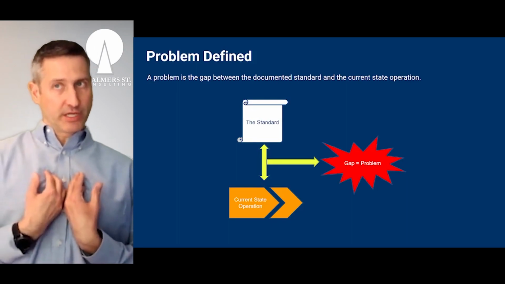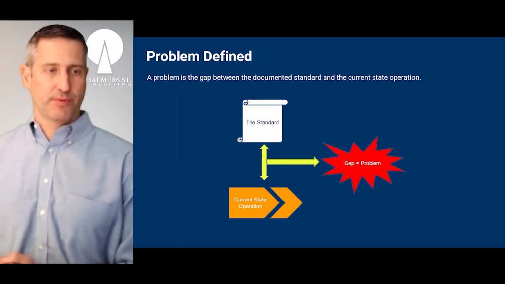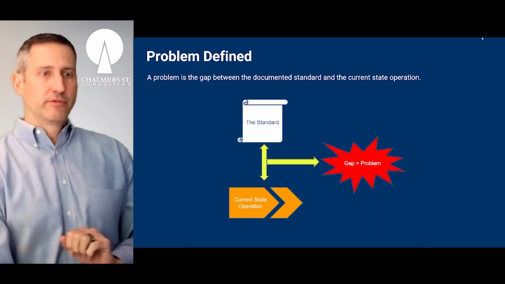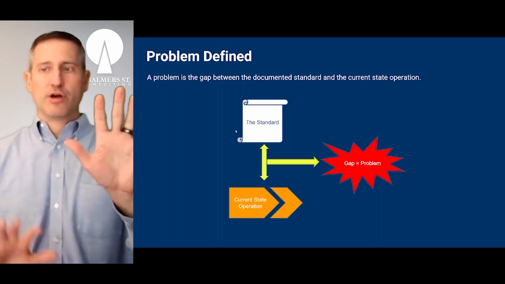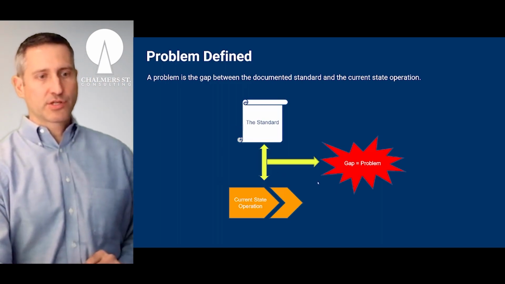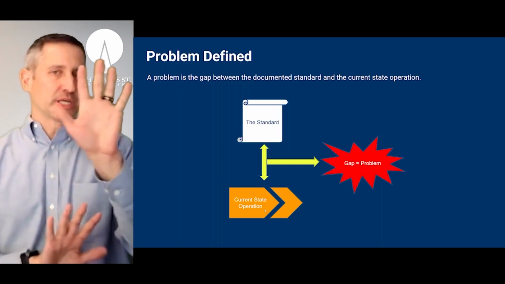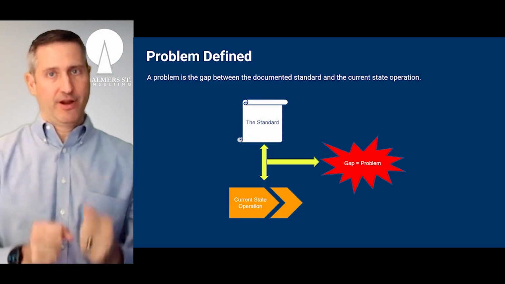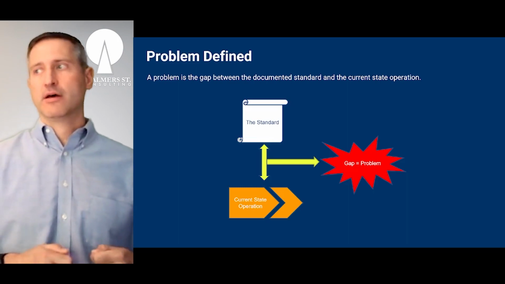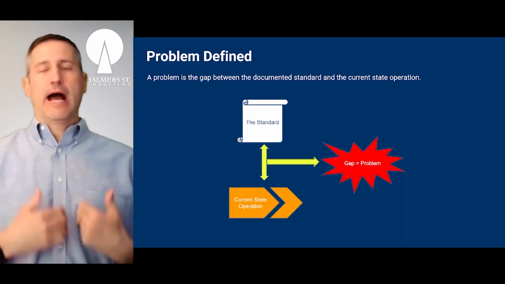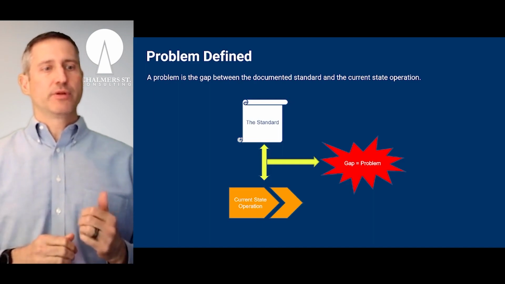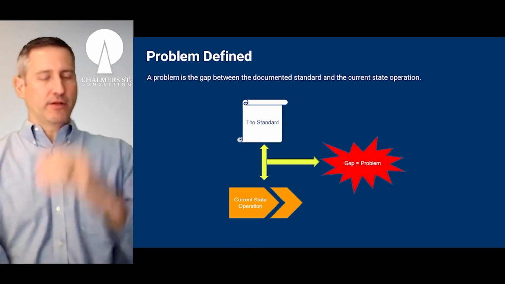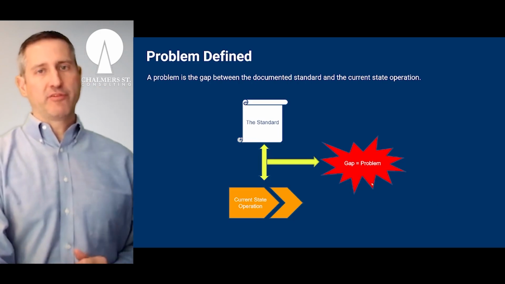It's not a problem because you think it's a problem. It's not a problem because somebody else says it's a problem. It's a problem because we know this is the standard, right? That's what we say here. And we know here's how we're currently working. That's the current state of operation. And there's a gap between those two things. They aren't the same, and they should be the same, right? If everything is operating in normal, high-performing conditions, then we should be able to say the standard and the current state are the same. When those two things separate, like we see on screen here, that's where we have a problem, okay?